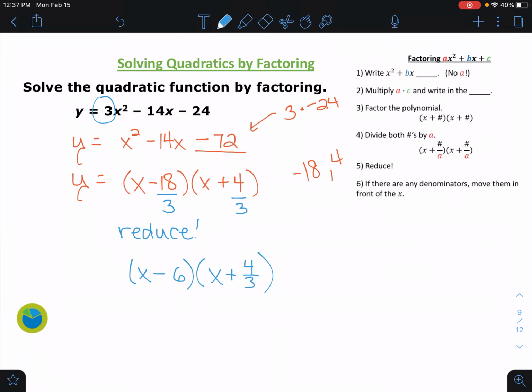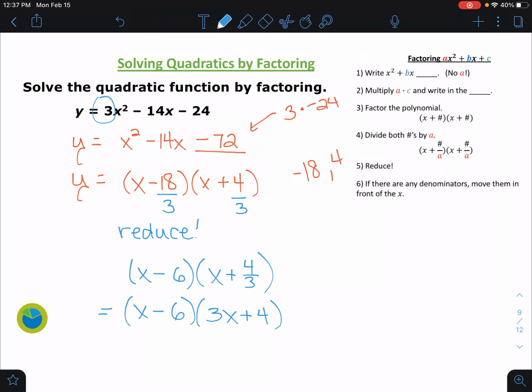Now lastly, if there are any denominators, you're going to move them in front of the x. So this becomes 3x plus 4. Okay, now you have factored it, but that's not how you solve by factoring.